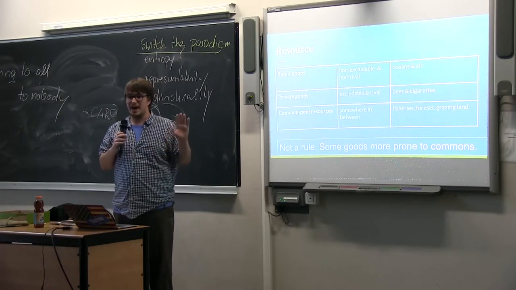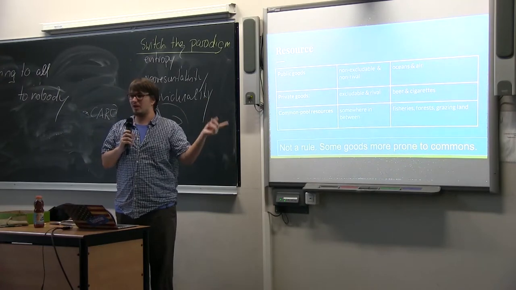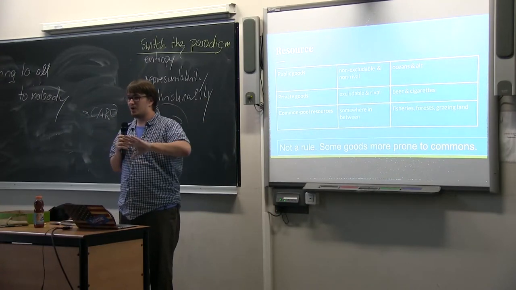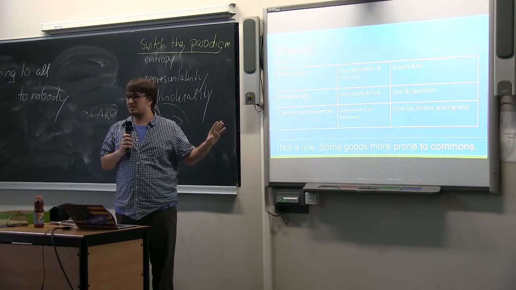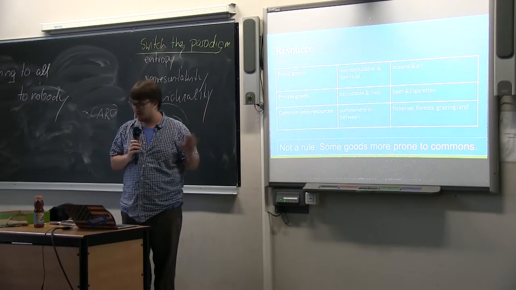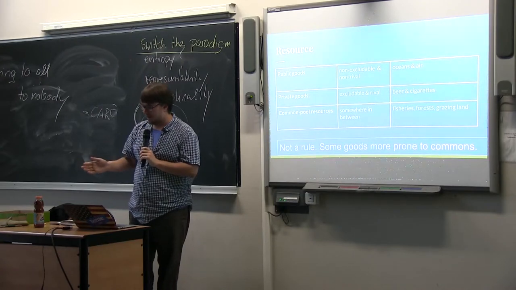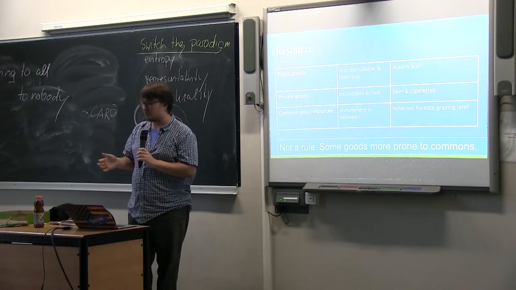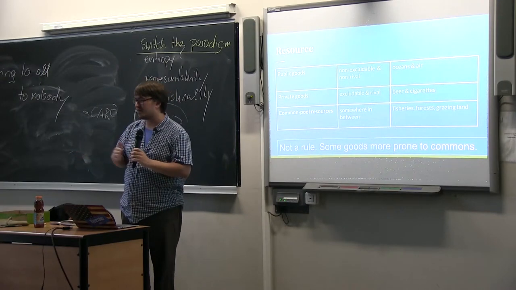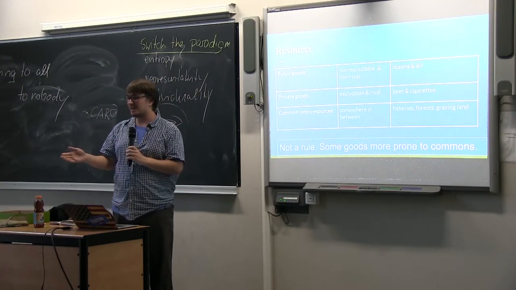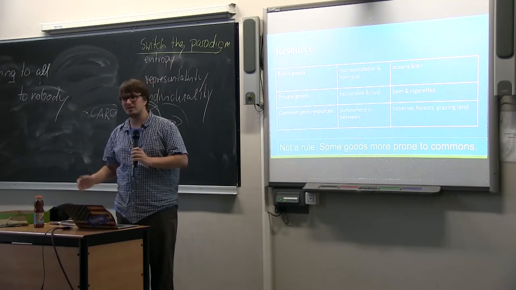Those are the prime candidates for commons. That doesn't mean that they have to be commons or that they are commons or that other things can't be commons, but generally in the literature, these are sort of your archetypical cases. This is where you start when you're talking about what are the commons and where they come from. So things like fisheries, forests, grazing land, where you can keep people out, but not very easily, and where you can take as much as you want from a forest, but at some point that does become a problem.